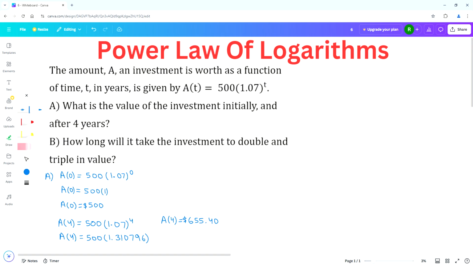Now we can answer part B. How long will it take the investment to double and triple in value? In part A, we found that the initial value of the investment is $500. So in the first part, we have to find how long it will take for the investment to increase from 500 to $1,000 because 1,000 is double the value of 500. So we should sub in A at t as 1,000 on the left side of the equation and solve for t.